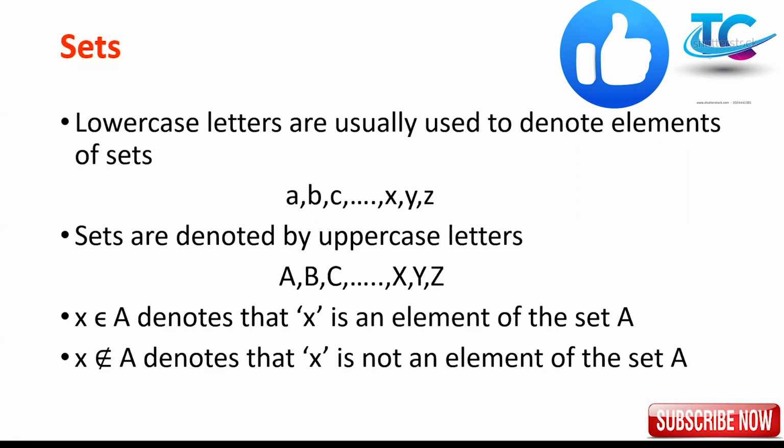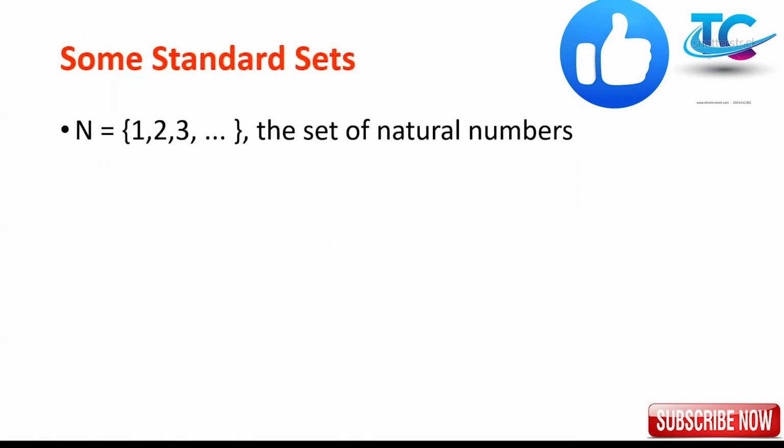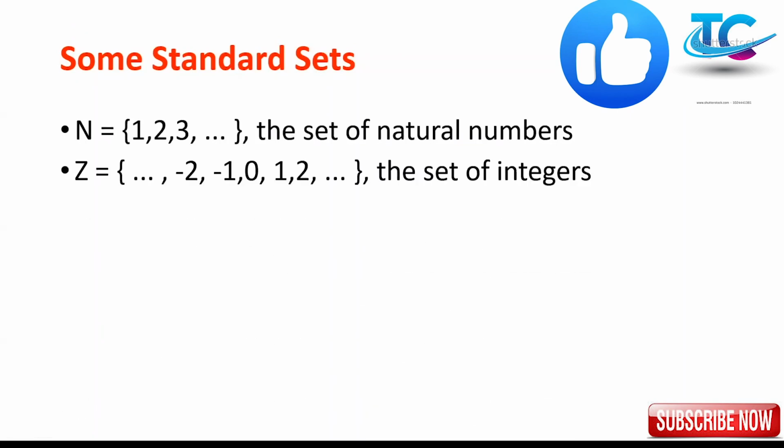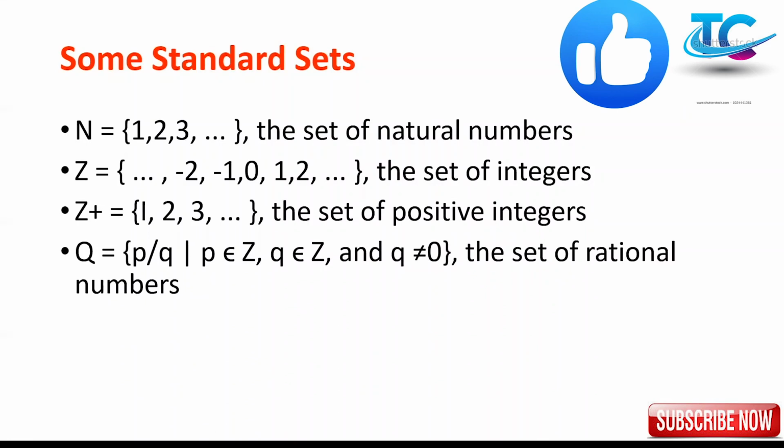Next we have to see some standard sets, like the set of natural numbers, the set of integers, the set of positive integers, the set of rational numbers, and the set of real numbers. So these are some sets. If these alphabets are given in questions, we can directly assume them as a standard set.